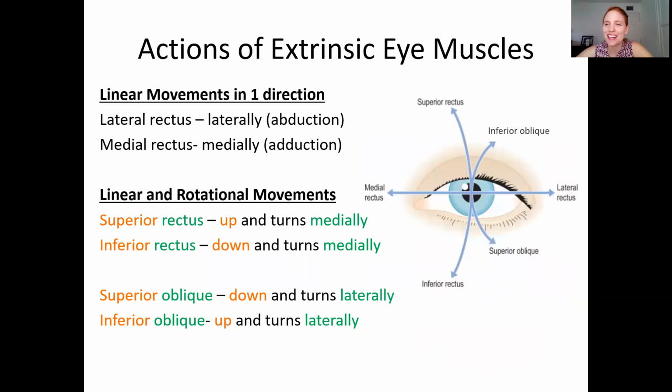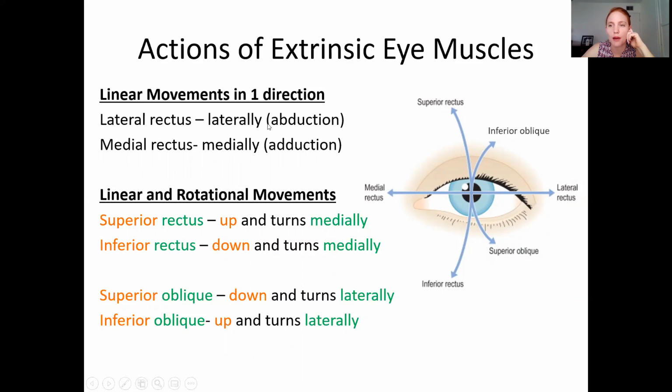Okay, so now we're going to get on to the actions of those extrinsic eye muscles, which is a little bit complicated. I'll try to break it down as much as I can. We talked about it slightly already, so let's start with the easier ones. These are movements, just sort of linear motions. Let's start with the lateral rectus. The lateral rectus is going to be on the lateral side, and all it does is pull the eye away from the midline, so it abducts the eye.